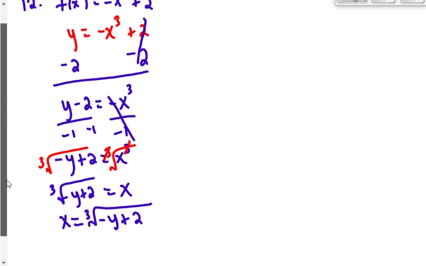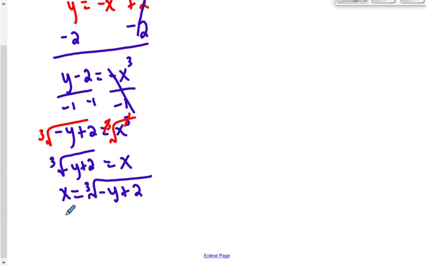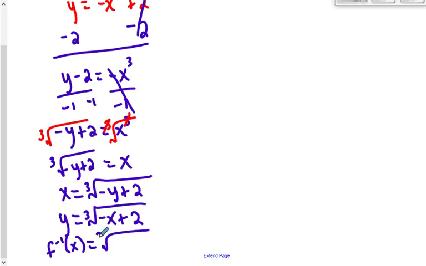Now, I'm writing the inverse, so what do I have to do next? Switch the variables. Y equals the cube root of negative x plus 2, and then f inverse of x equals the cube root of negative x plus 2. So we already said yes, the inverse is a function. So that knocks us down to G and J. Which one works?